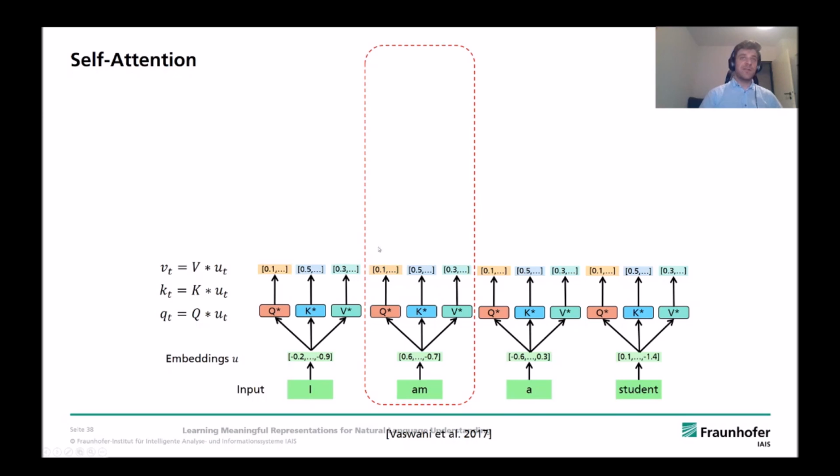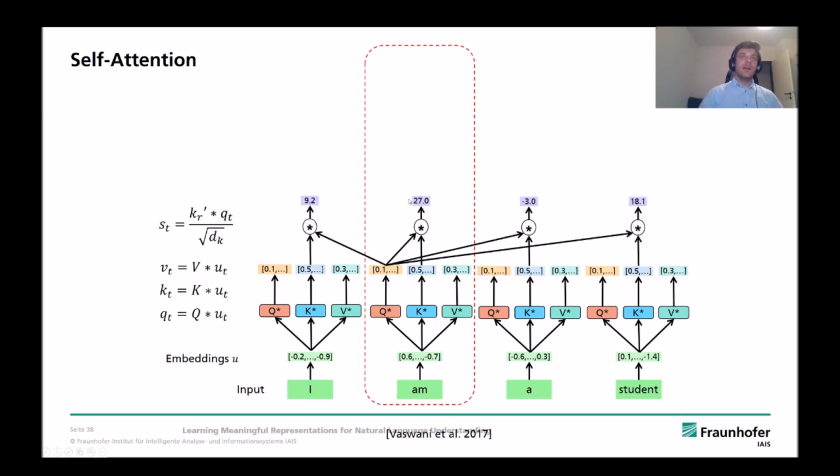Now we're going to use the query representation of "am" and score it against all of the key representations of the other words in the context. And we're not just going to look, like in Word2Vec, 2 to the left and 2 to the right, or 5 to the left and 5 to the right. We're going to look at the whole context, that means the whole sequence which we're currently processing. Now we obtain scores, which we can of course normalize with a softmax. And when we normalize them, ideally they should add up to 1. I think that looks good here.